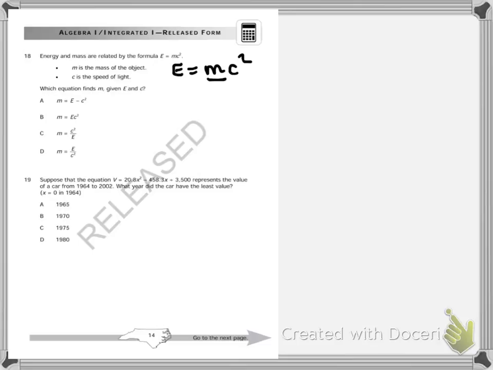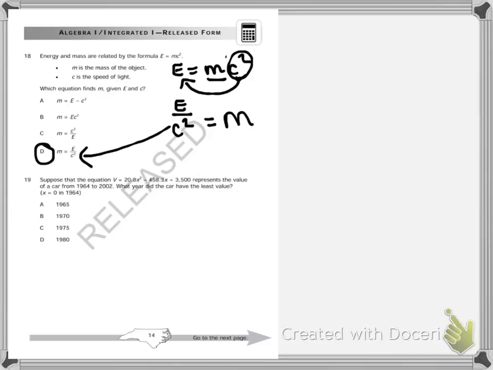Now, since m and c squared are being multiplied by each other, in order to get m by itself, you're going to take this c squared and move it over to the e part of the equation. Because these are being multiplied, you're going to have to divide. So you'll end up having e divided by c squared equals m. Now, if you look at the possible choices for your answer, you'll see that D is the correct answer for number 18.